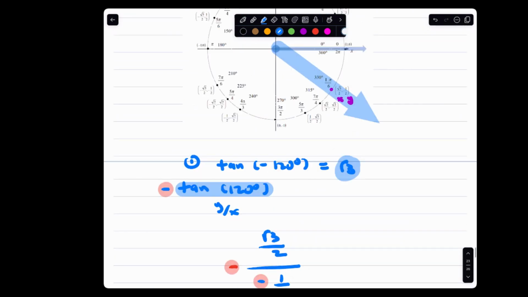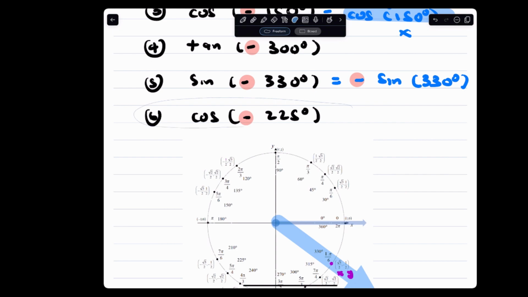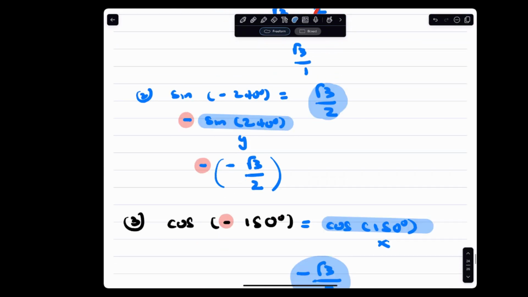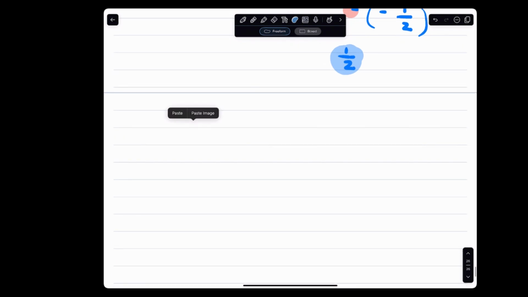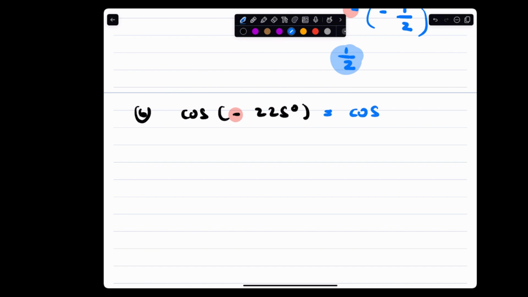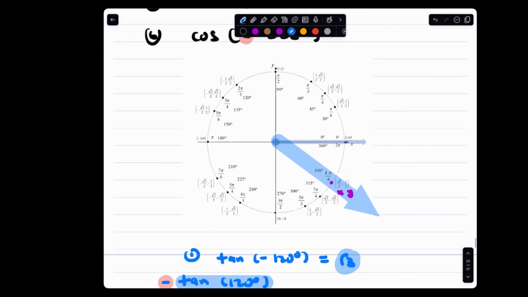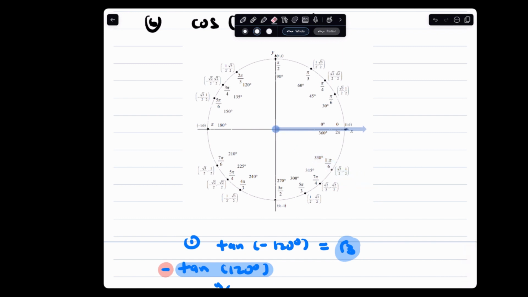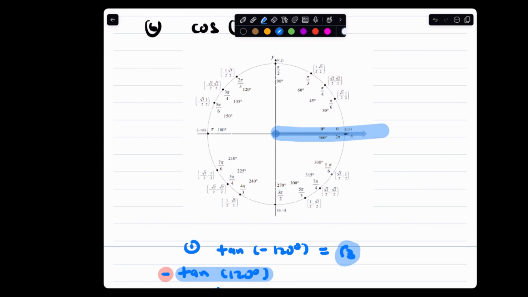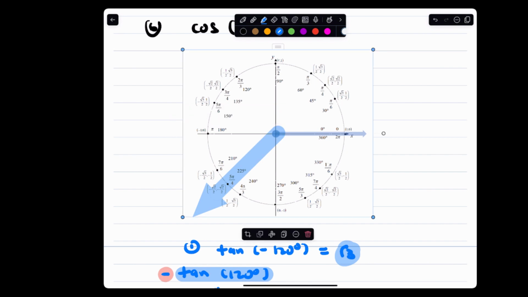All right, let's see. What's number 6? Cosine of negative 225. What's nice about cosine? It's positive, is that right? So we just need the x coordinate for 225, and you're done. So rotate to 225. We find the x coordinate here.